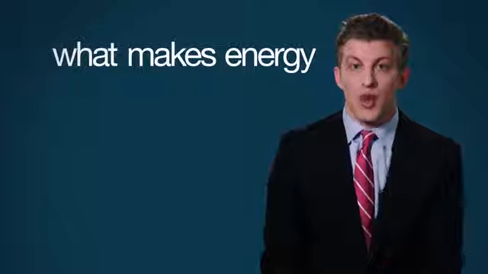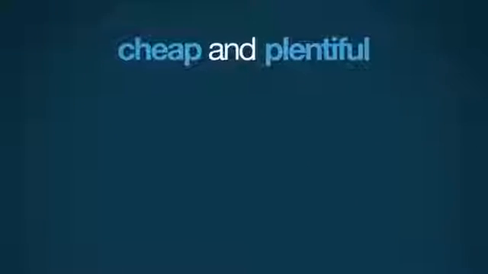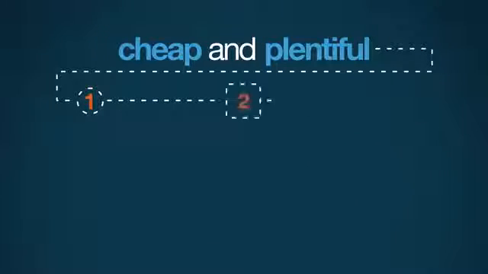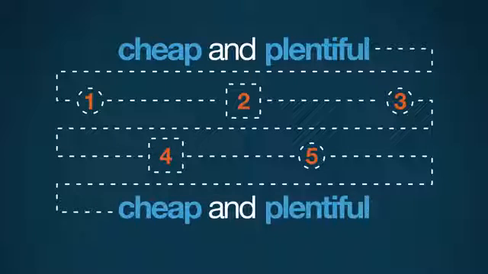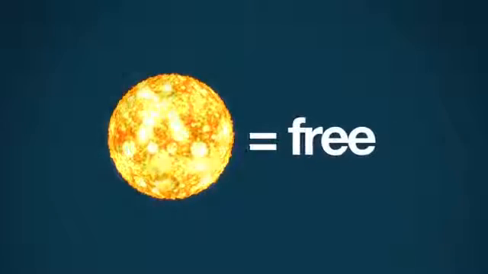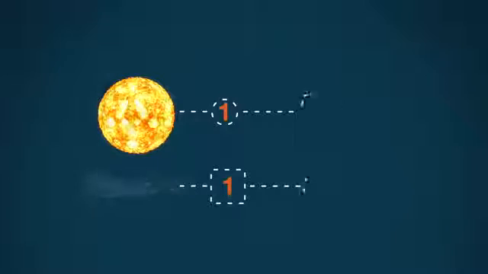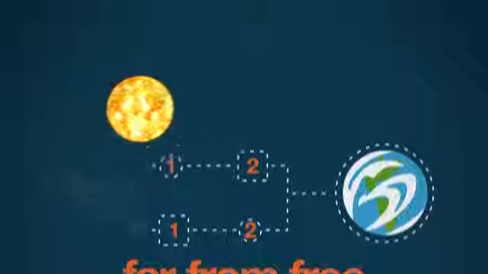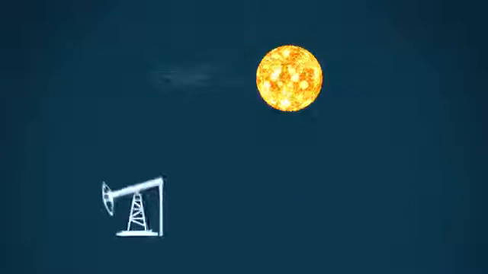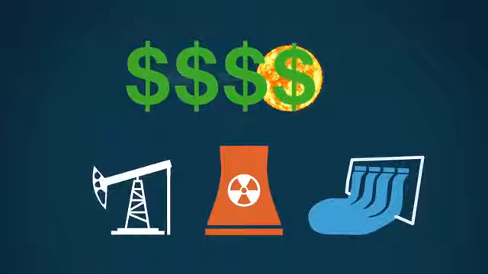To answer these questions, we need to understand what makes energy, or anything else for that matter, cheap and plentiful. For something to be cheap and plentiful, every part of the process to produce it, including every input that goes into it, must be cheap and plentiful. Yes, the sun is free. Yes, wind is free. But the process of turning sunlight and wind into usable energy on a mass scale is far from free. In fact, compared to the other sources of energy, fossil fuels, nuclear power, and hydroelectric power, solar and wind power are very expensive.